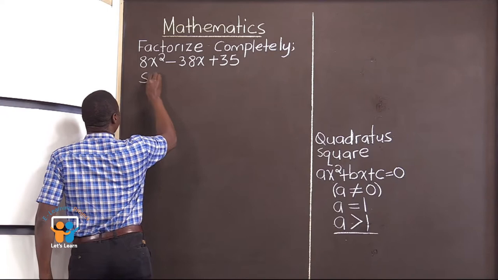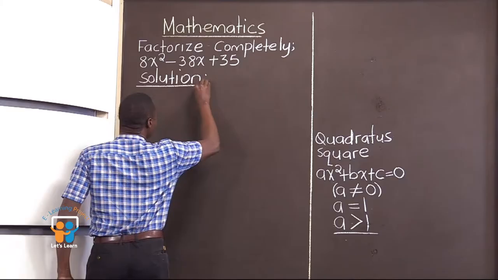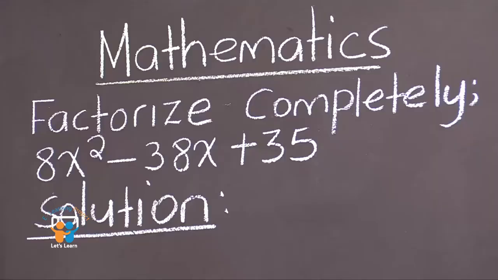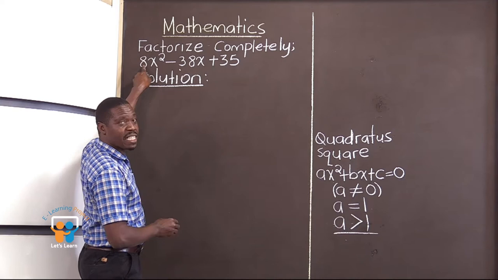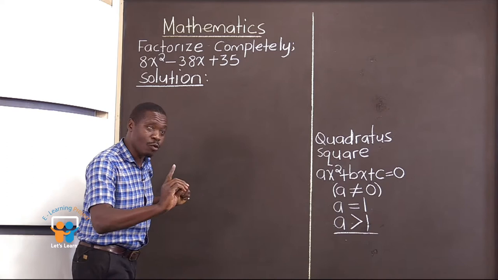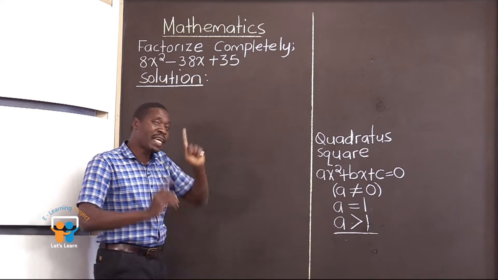In our solution, Mr. Examiner, sir, we are going to use phase 2, where A is greater than 1. When you want to factorize it completely, start by looking at the quadratic coefficient. Is it greater than 1 or equivalent to 1? No, it is greater than 1. If it is greater than 1, start by multiplying it by the constant, the last number, to get a product, to get a new equation.